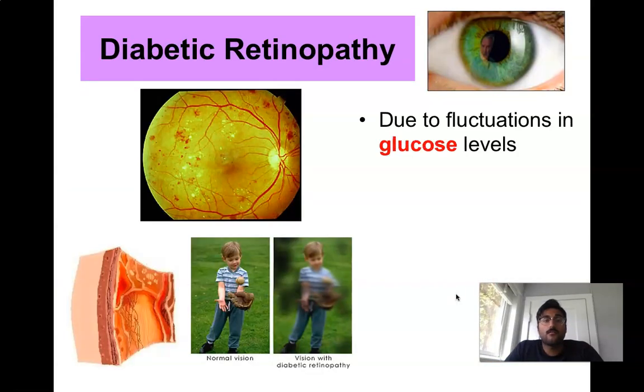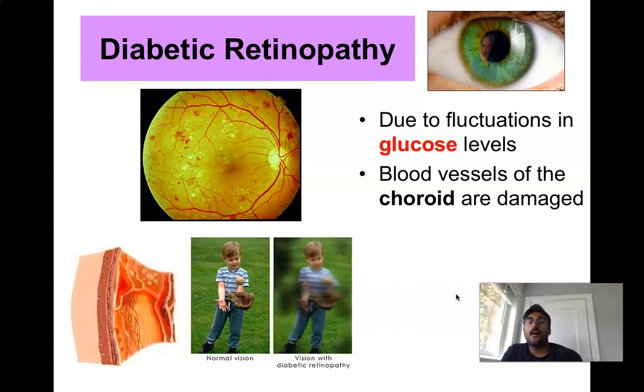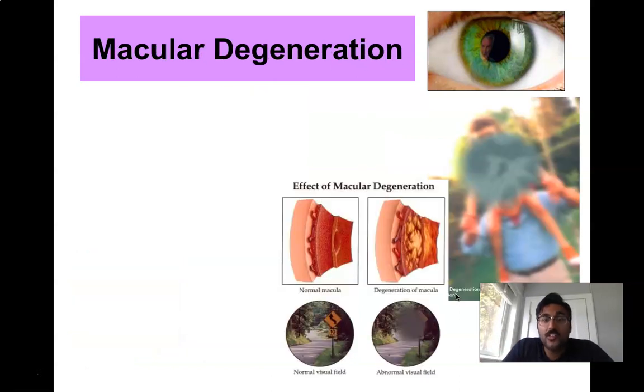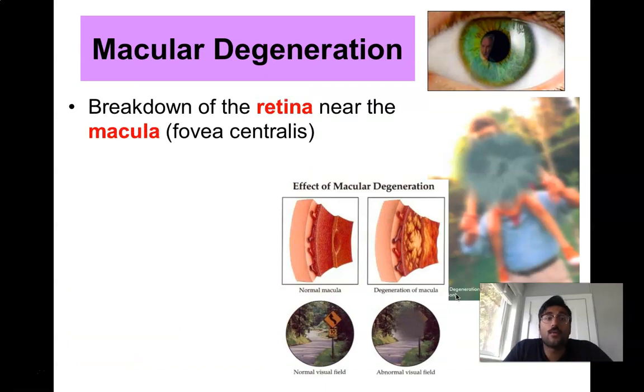Another one with diabetics is that if you have high levels of blood sugar, this can actually damage the proteins of the retina, and this will scar the retina and make it start to almost detach. Macular degeneration is a breakdown of the retina near the macula.